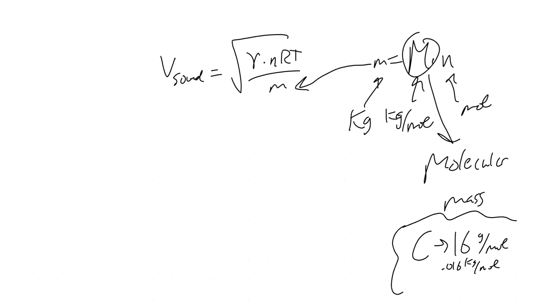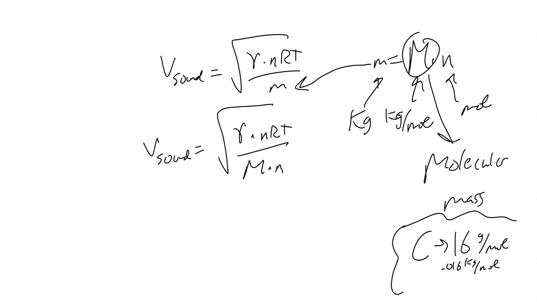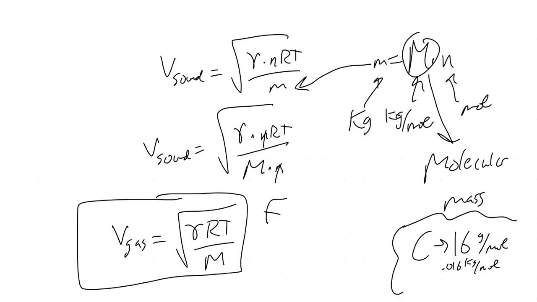But we're one step away. The velocity of sound in a gas is the square root of gamma times nRT over the molecular mass times n, because I just plugged this in here, and the n cancels, and I get that the velocity of sound in a gas is this formula, for a gas only.